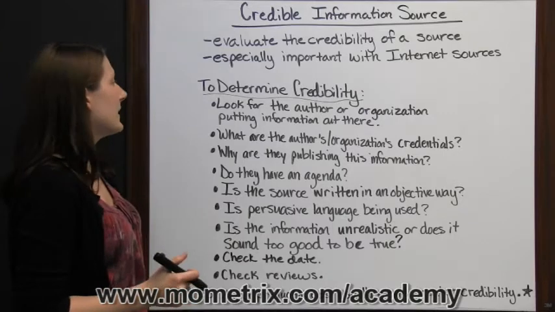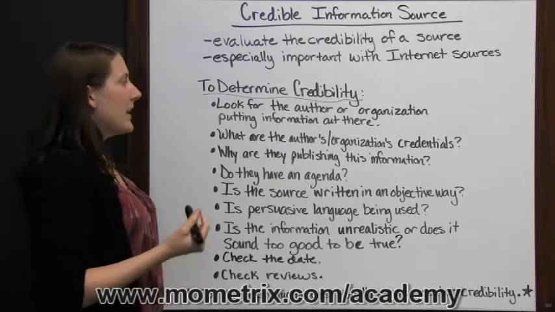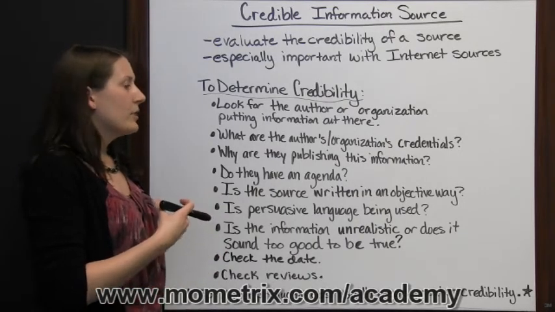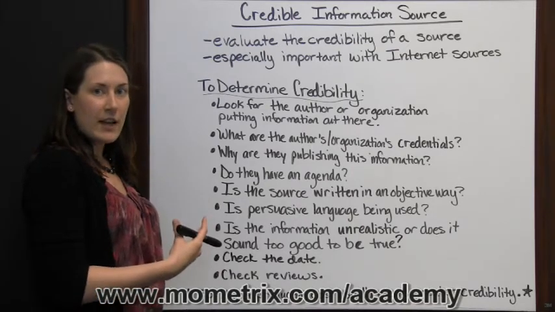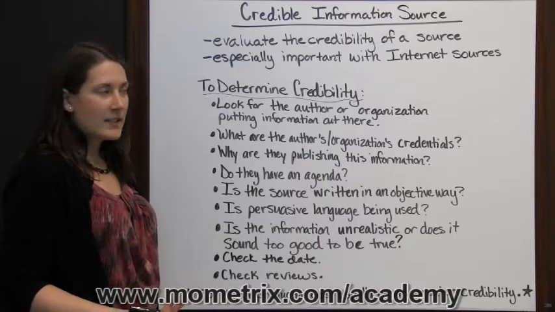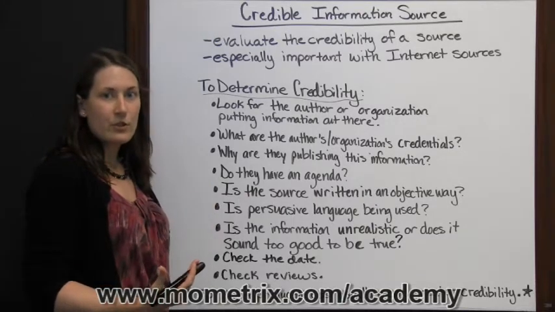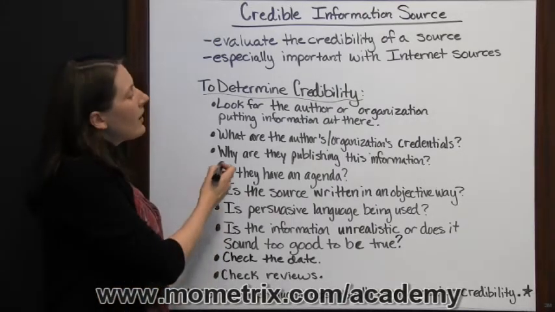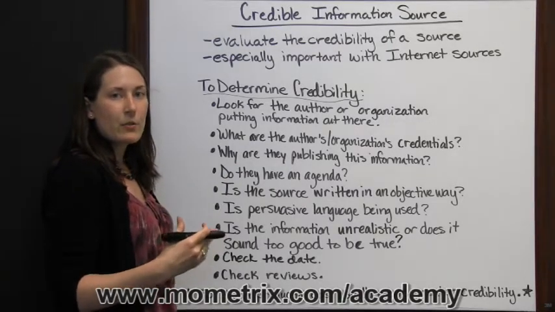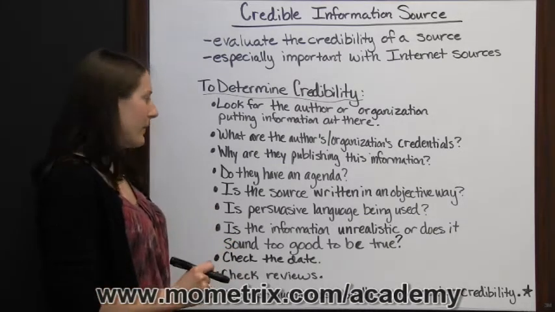So to determine the credibility of a work, let's look at the author or organization putting the information out there. Is this author or organization well known for being credible or for publishing outlandish things? Or is it an author or organization that you can find no prior existence of? These are important things to look for because you want to make sure whatever source you're using is credible. What are the author or organization's credentials? Do they have other books or pieces of writing published that you can go back and look at to see that they've been doing this for a while?